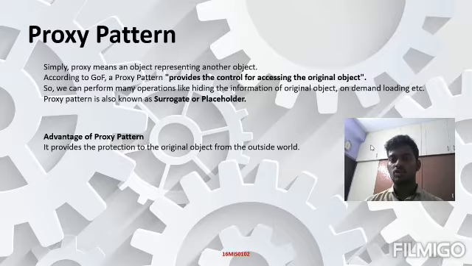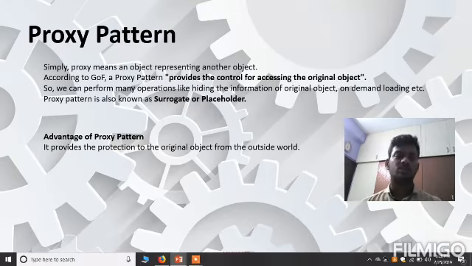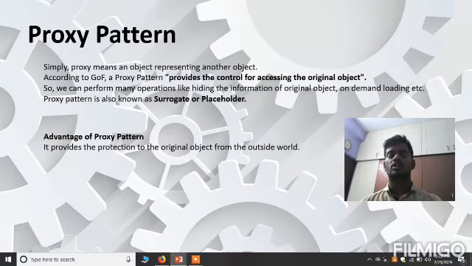Then finally we move on to the proxy pattern. Proxy pattern in the sense that if one person is absent, another one acts as a proxy. Simply, proxy means an object representing another object. According to GoF, the proxy pattern provides control for accessing the original object. So we can perform many operations like hiding the information of the original object or demand loading, etc. Proxy pattern is also known as surrogate or placeholder.